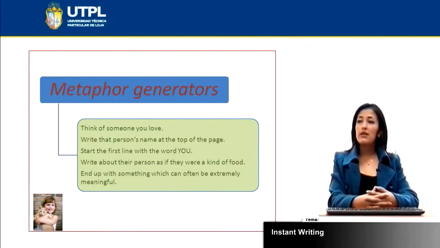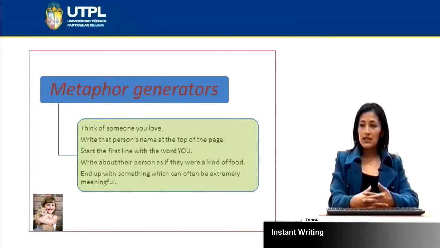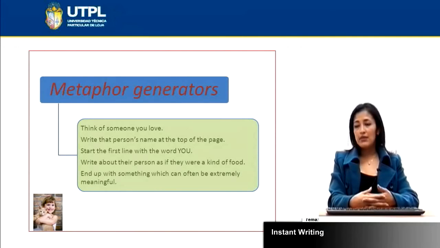So in the case of metaphor generators, the activity consists of making students think of someone they love. Then they need to write that person's name at the top of the page. After they have done this, they have to start the first line with the word "you." After that, teachers need to ask students to write about their person as if they were a kind of food. And finally, they can end up with something which can often be extremely meaningful.